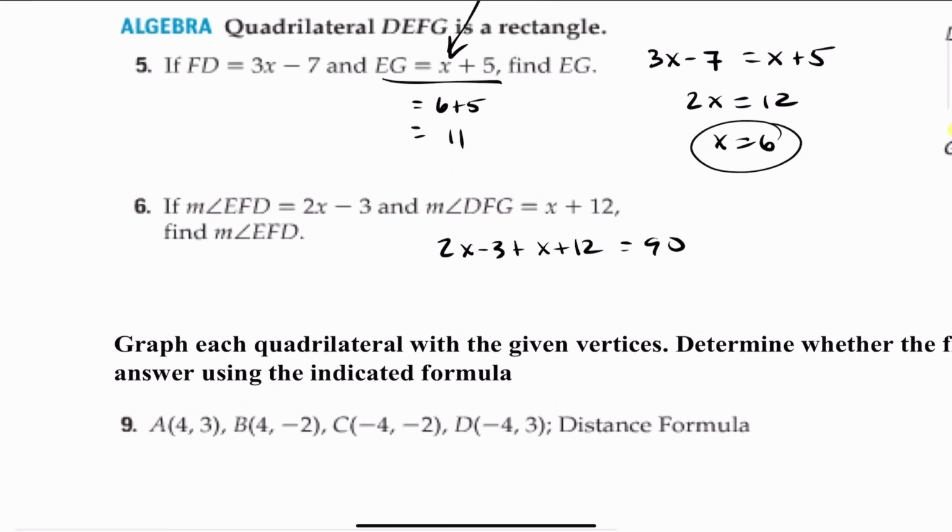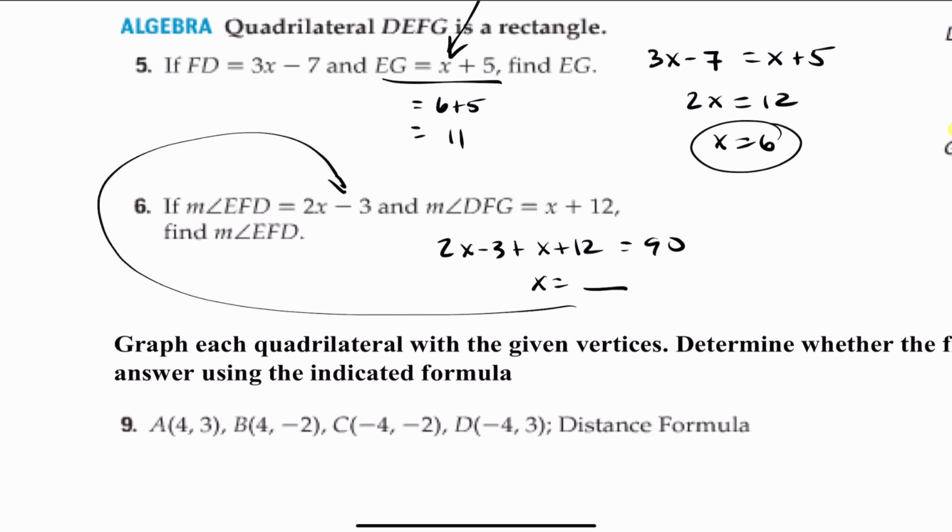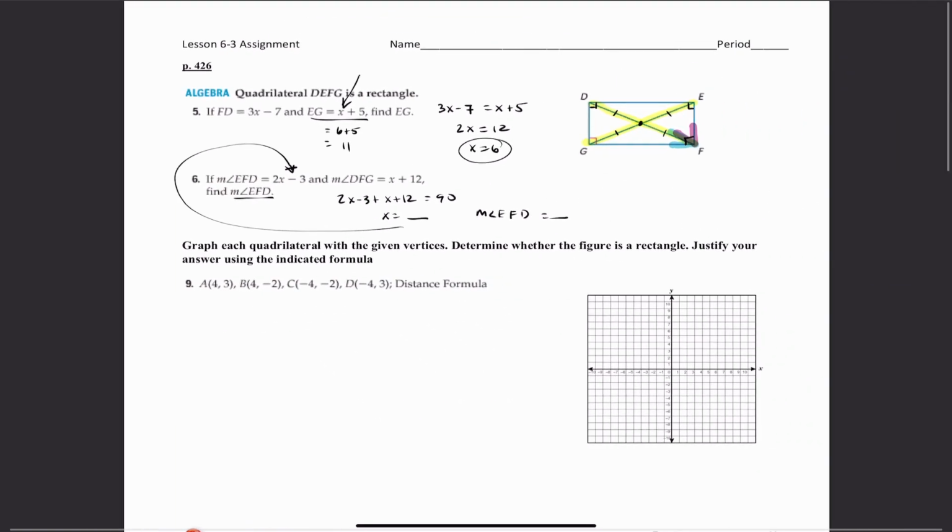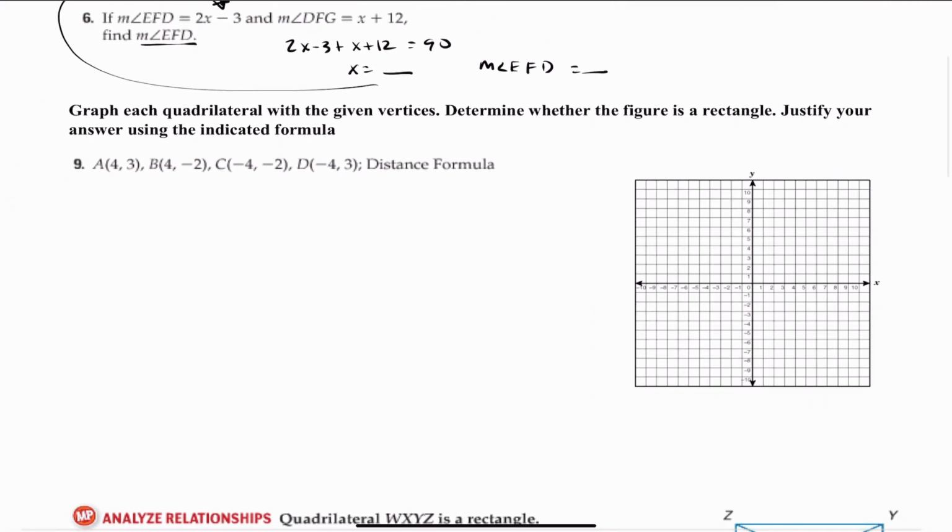You're going to go ahead and solve for x. And once you solve for x, you're going to plug it in and figure out what the measure of angle EFD is. Okay? Oh boy, here we go.